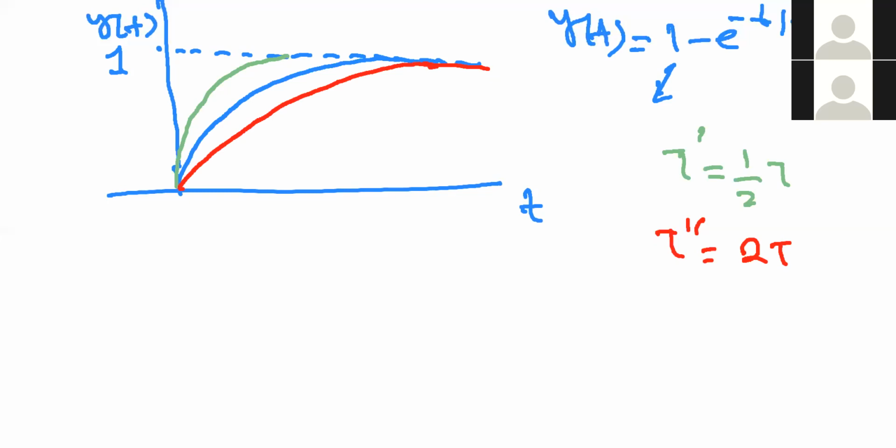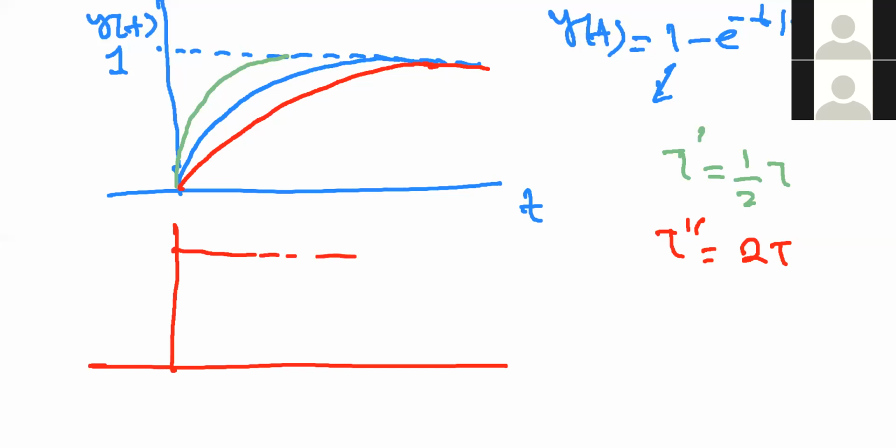Moreover, you can also expect that the slope of the response curve decreases from 1 over tau at t equal to 0 to zero at t equal to infinity. What does this mean? Let us go back to the original function. This is the steady state position, and this is the response curve. At one time constant, this is one time constant.